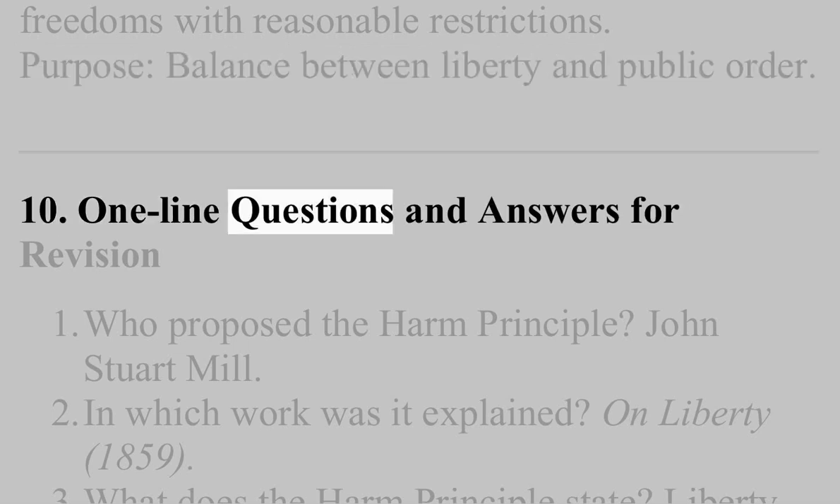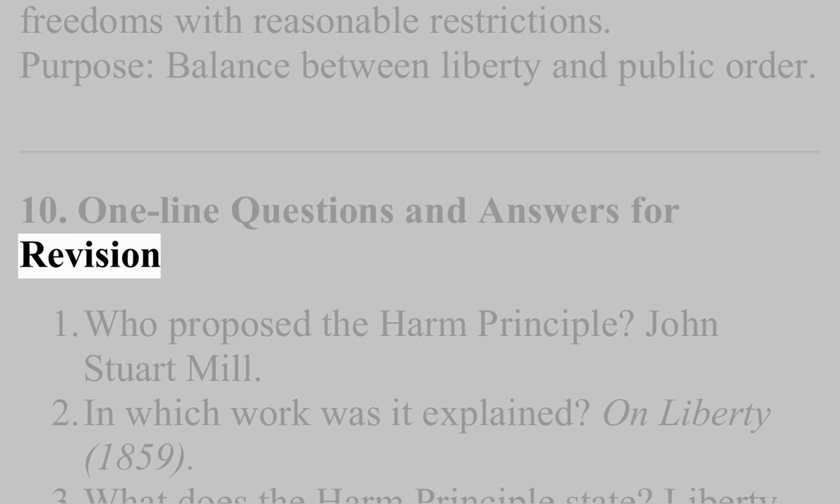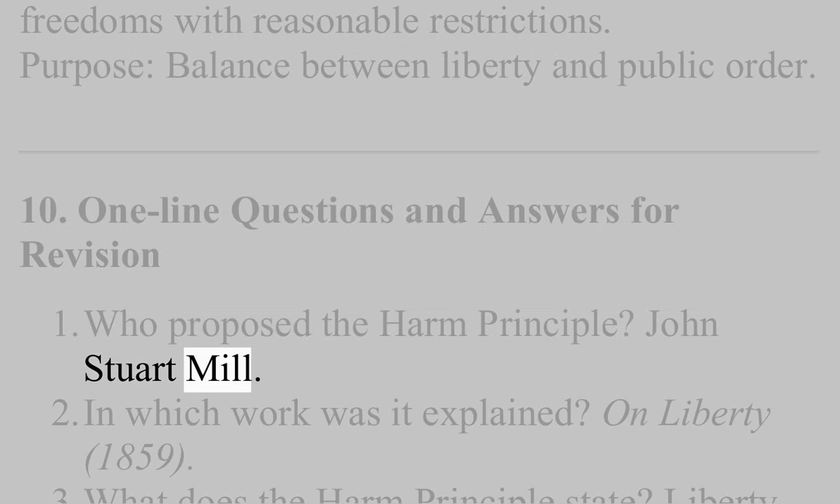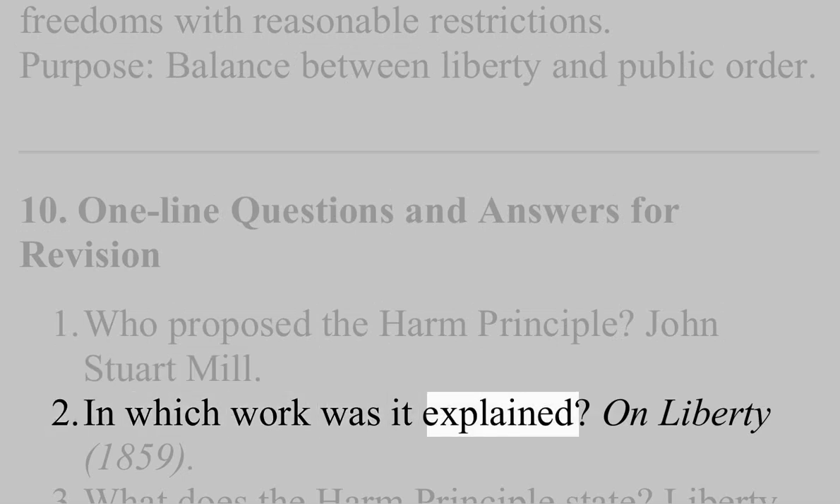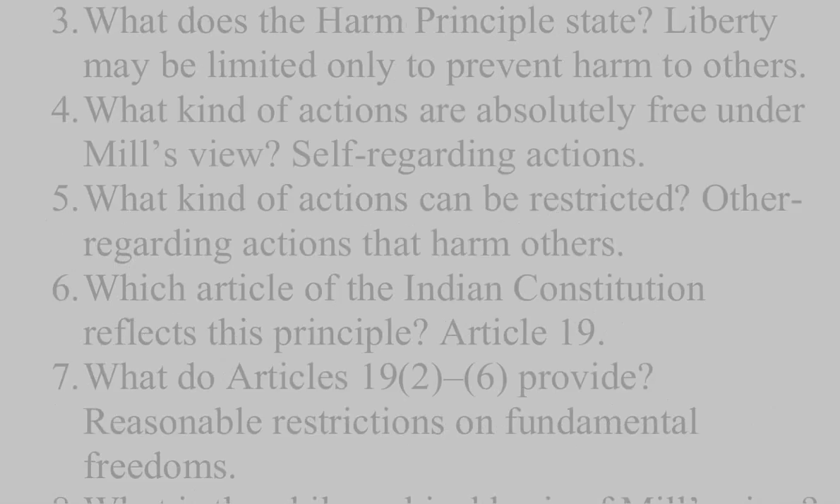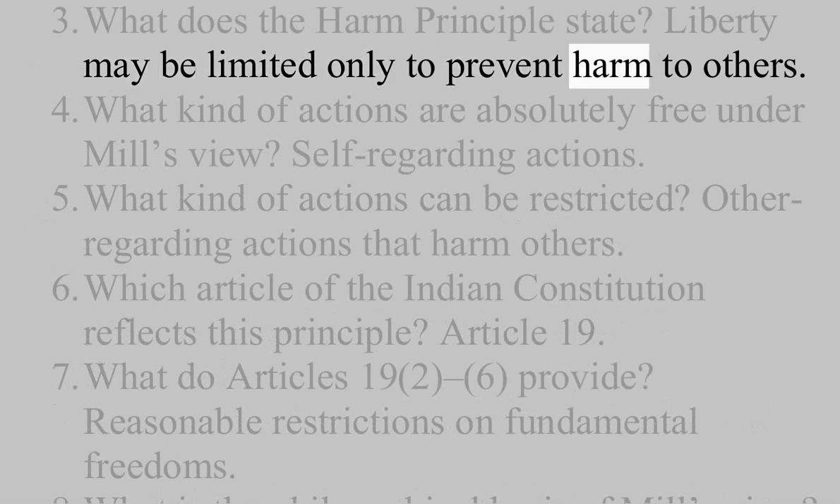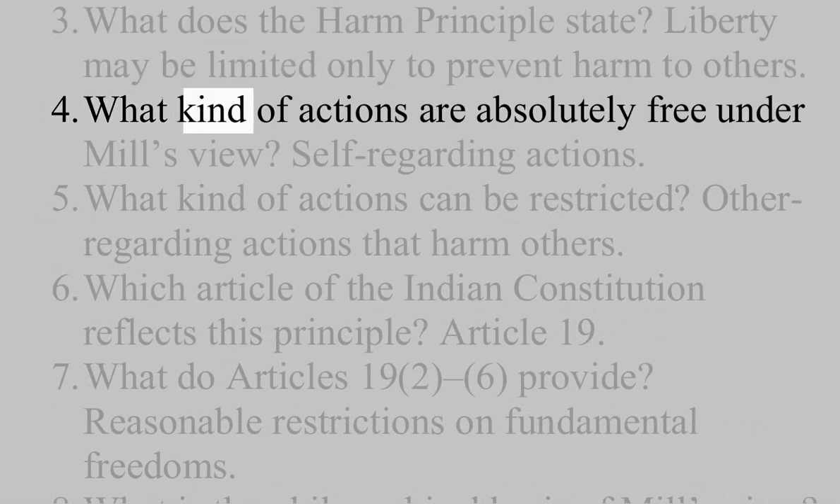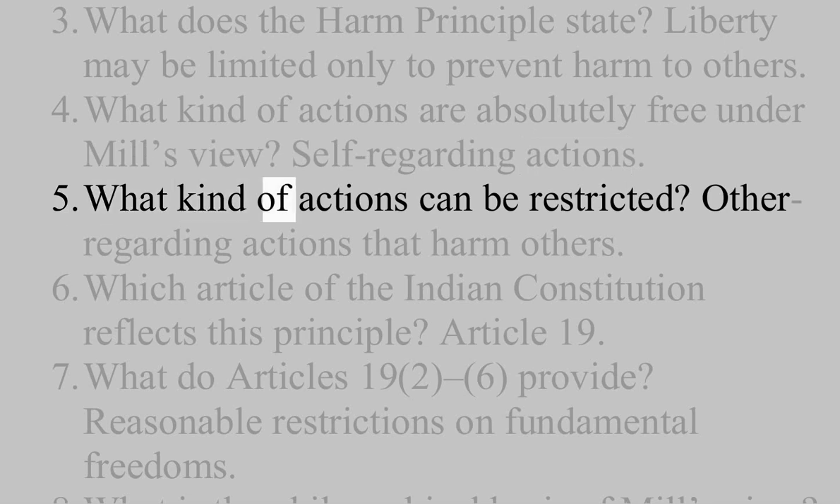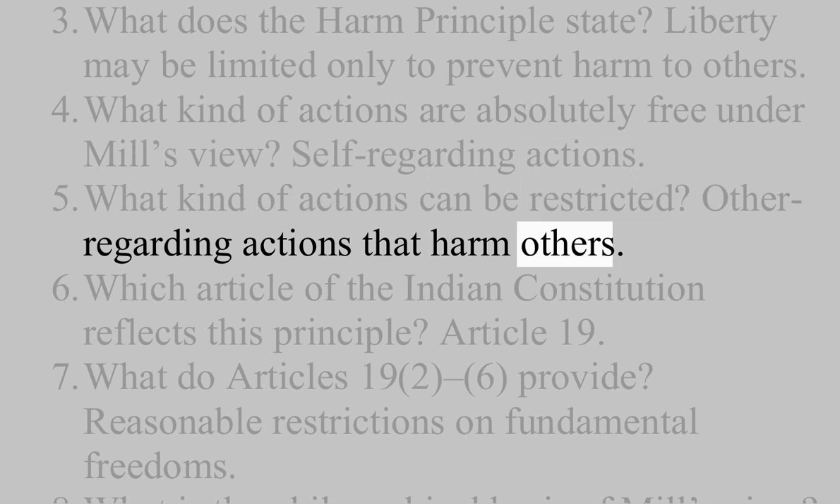10. One-line questions and answers for revision. 1. Who proposed the harm principle? John Stuart Mill. 2. In which work was it explained? On Liberty, 1859. 3. What does the harm principle state? Liberty may be limited only to prevent harm to others. 4. What kind of actions are absolutely free under Mill's view? Self-regarding actions. 5. What kind of actions can be restricted? Other-regarding actions that harm others.